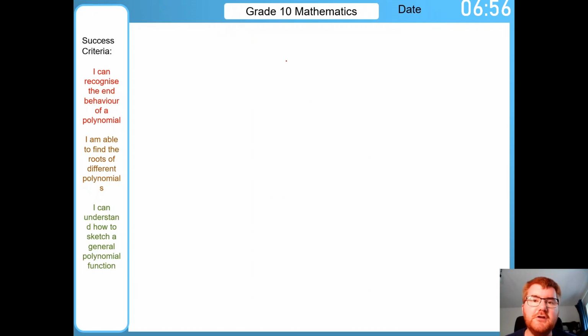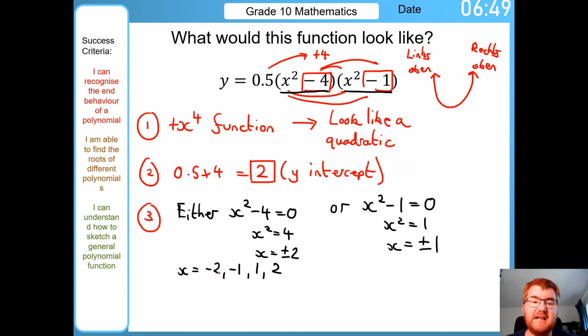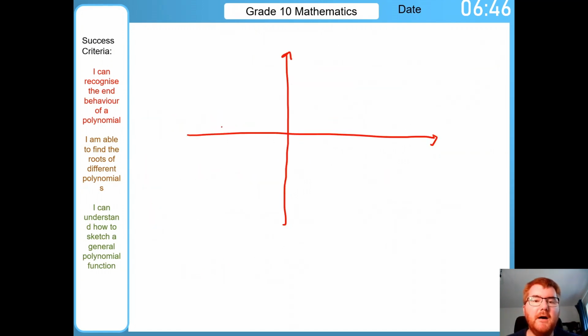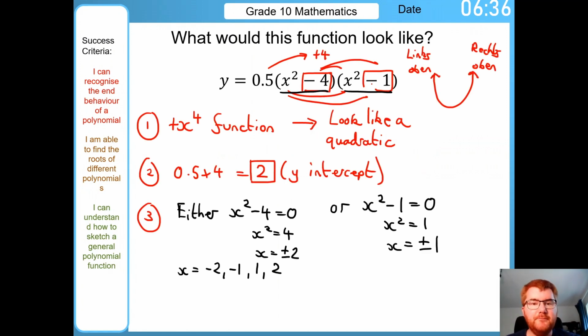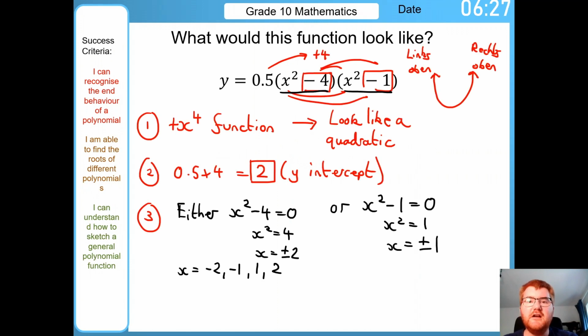So let's draw a nice big set of axes, plenty of room so we can investigate this. First thing, we're going to write down these x-intercepts, these Nullstellen. So minus 2, minus 1. We've got 1 and 2. Again, not the best to scale, but I'll do my best here. We've got a y-intercept of 2, so let's pop that down. So we've got 2 here, and we want the shape to kind of look like a quadratic. So we've got this links oben, rechts oben idea here as well.